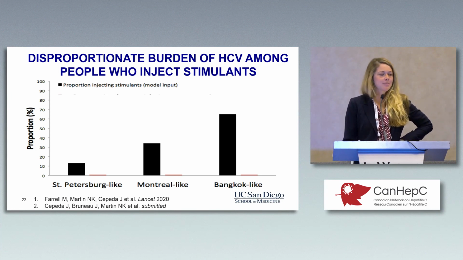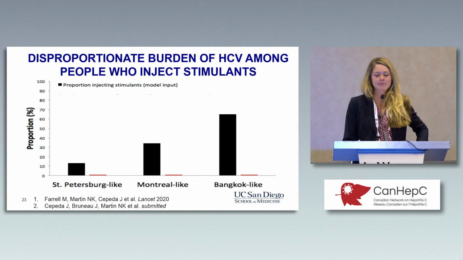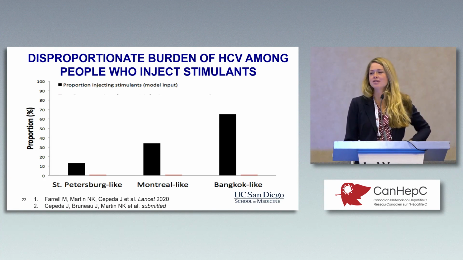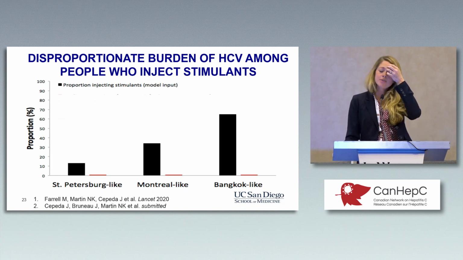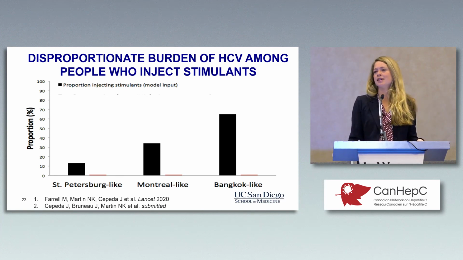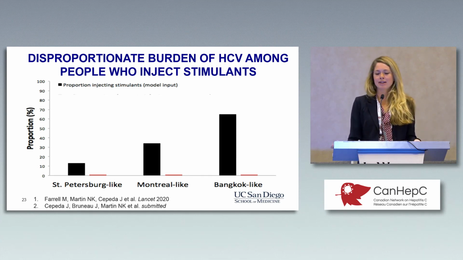So for example, in St. Petersburg, approximately 15% of people who inject drugs inject amphetamines, an amphetamine-type substance. In Montreal, about 35% of people who inject drugs inject cocaine. And in Bangkok, about 65% of people who inject drugs inject methamphetamine. These were really scenario-based, but we were trying to pick a low, medium, and high prevalence setting of stimulant injection and ask what the excess burden of hepatitis C and HIV was in these populations.